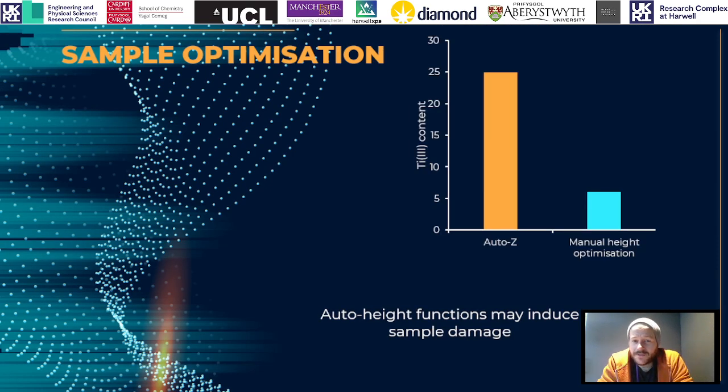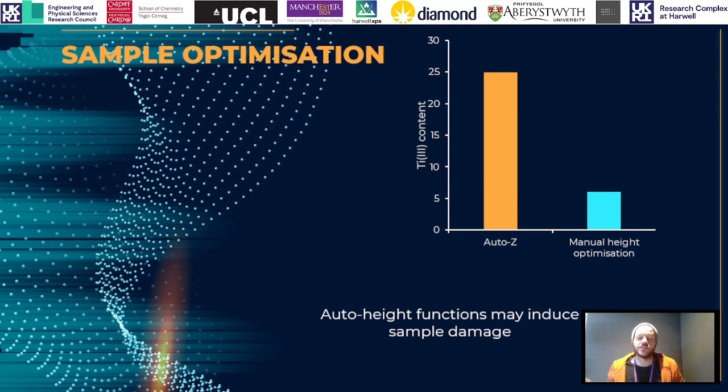Sample optimization. So in a lot of modern spectrometers, it's quite common to have an auto Z function, so you can put your sample in, turn the beam on, and tell the software I want to essentially find the height of the sample, lining that up with the focal point of the X-rays. Now, of course, while you're doing this, the X-rays are on, and this is going to be doing some sample damage to sensitive systems. So the orange column here is the amount of titanium 3 plus when we use the auto height function, and the blue is where we've done a manual height optimization.